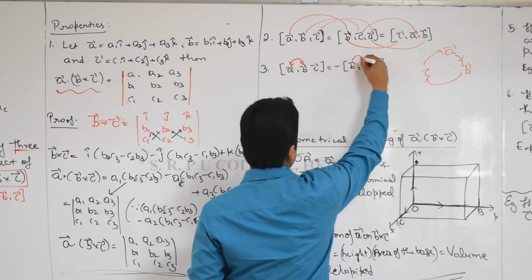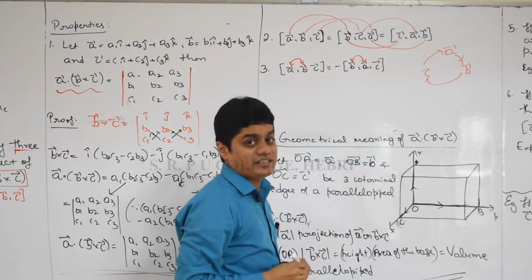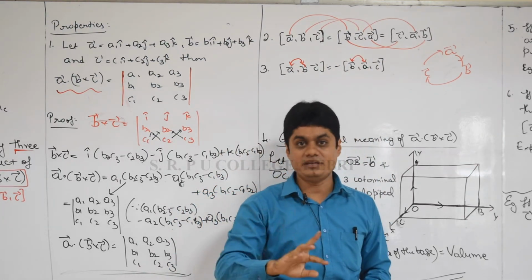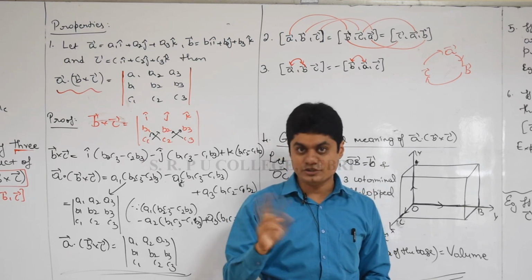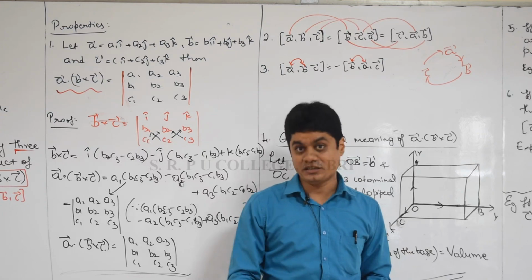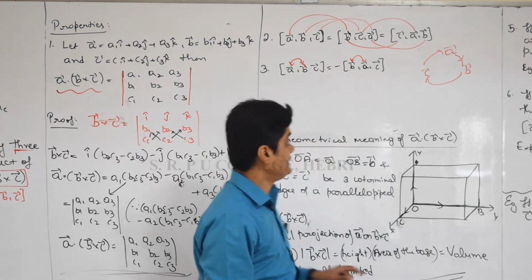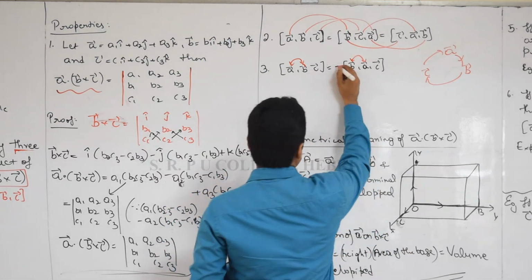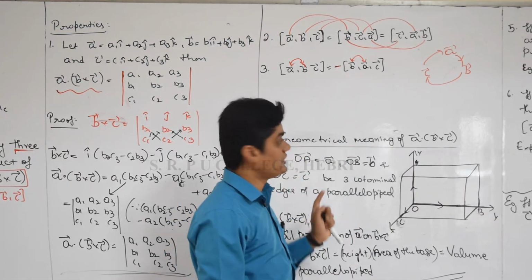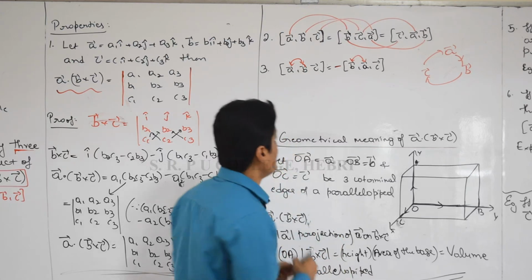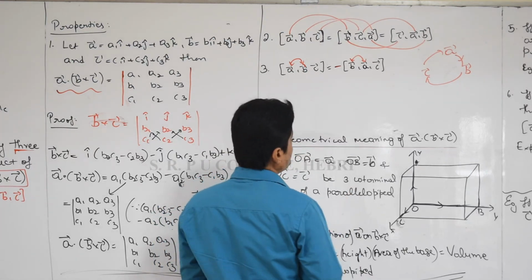This is called interchange. If you just do the interchange of two positions, maybe A and B, or maybe A and C, or maybe B and A, whatever, if you interchange two positions out of three in a scalar triple product, only one pair, then a minus sign enters in the value of the scalar triple product. Remember that. So I'll explain. This is not a proof, just an explanation.